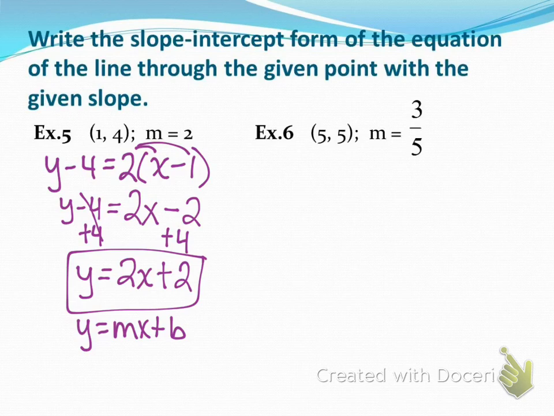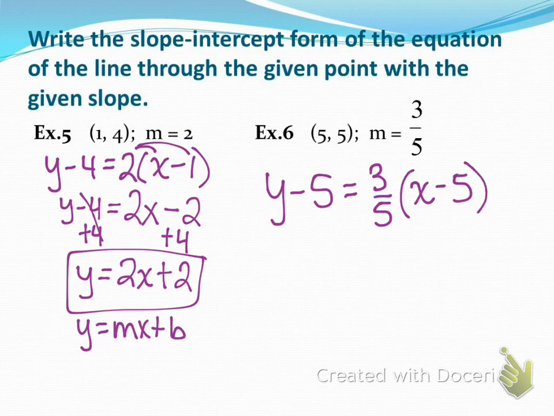All right, on number 6. Again, we start off in point slope form. Any new volunteers to get me in point slope form? Trinity? Y minus 5 equals 3/5 times x minus 5. Very good.